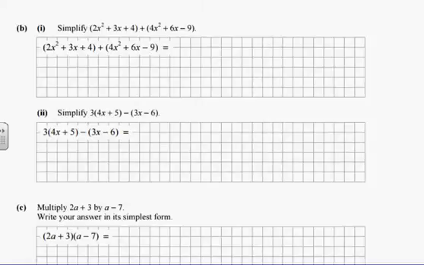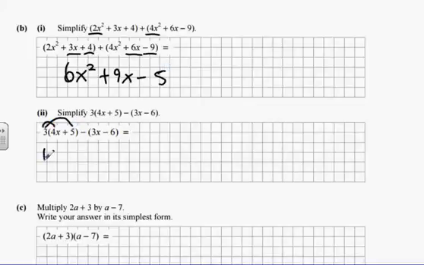Simplify the following. 2x squared plus 4x squared is 6x squared. 3x plus 6x is 9x. 4 minus 9 is minus 5. Multiply out. What do you get? 12x plus 15. There's a minus 1 here, so minus what's inside the brackets. Minus 3x plus 6. Minus times minus makes a plus. 12x minus 3x is 9x. 15 plus 6 is 21.